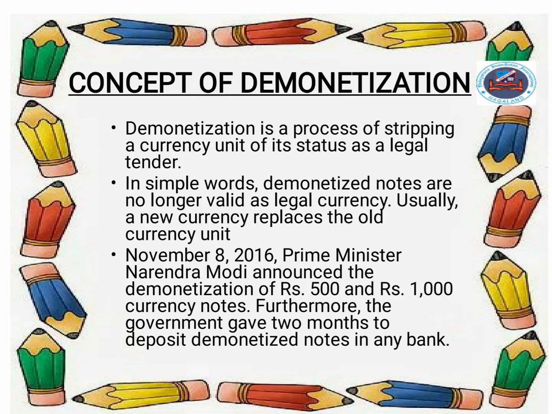Students, when we are learning this chapter 3, economic reform since 1991, we shall be learning a recent reform that took place in the Indian economy, that is demonetization. So demonetization is a process of stripping a currency unit of its status as a legal tender. In simple words, the demonetized notes are no longer valid as legal currency. Usually, a new currency is replaced by the old currency unit.